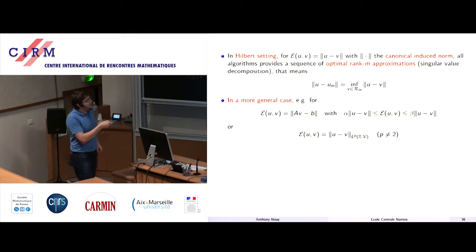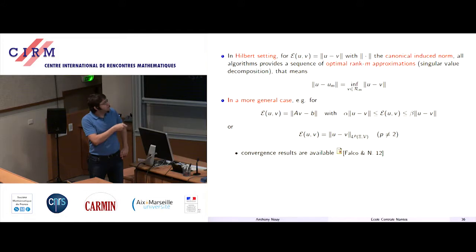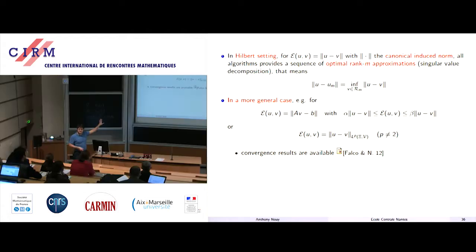If you are in a more general case, for example, if you try to minimize the residual of your equation, even if your residual is a distance equivalent to the natural norm of your problem, for example in the LP case, the Bochner's case with P different from 2, then you have convergence results. You are able to prove that the algorithm I have presented converges. But what about quasi-optimality of this construction?